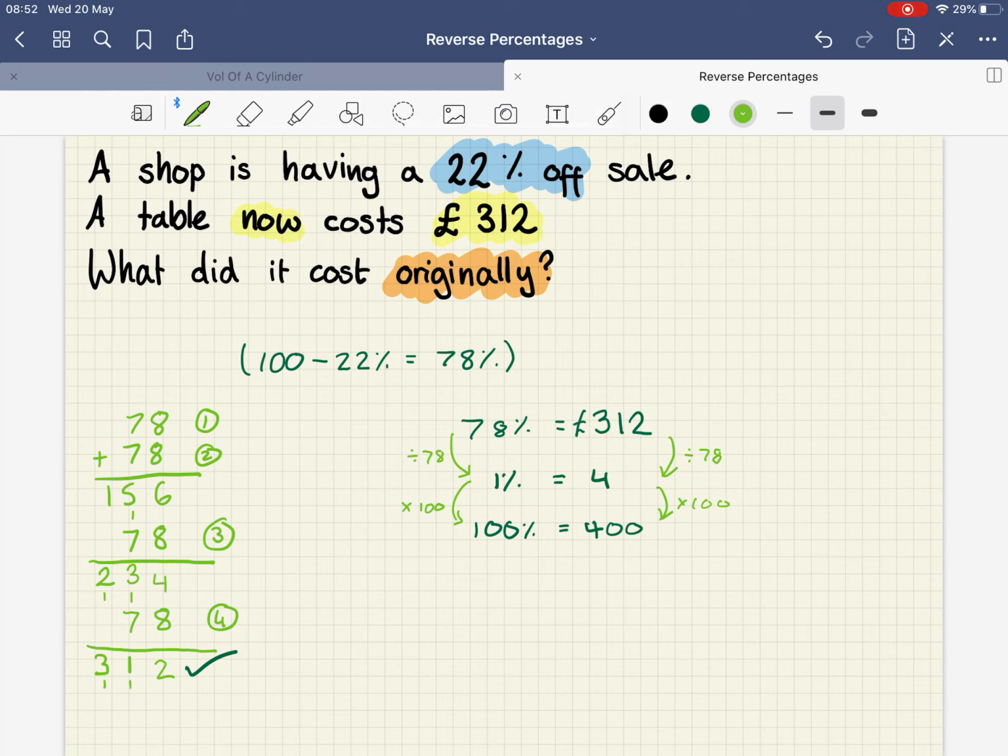But this is how to tackle it when we've got a slightly more awkward percentage, when it's not so easy for us to get to that 100%. So let's take a look at another example now then.